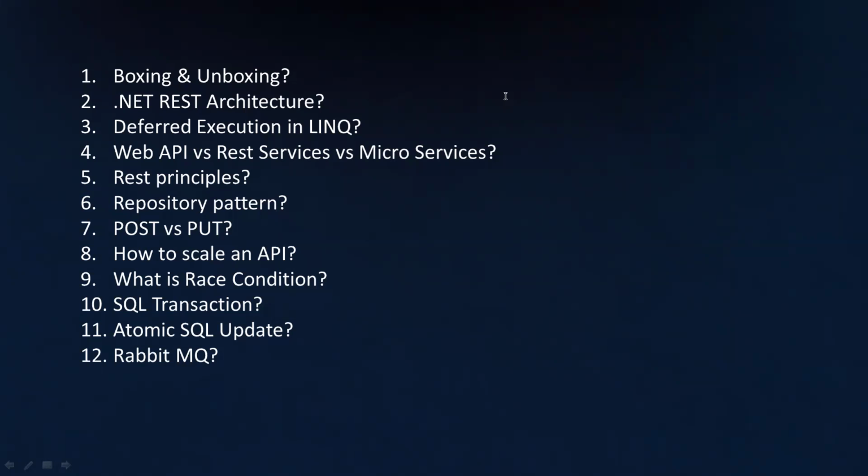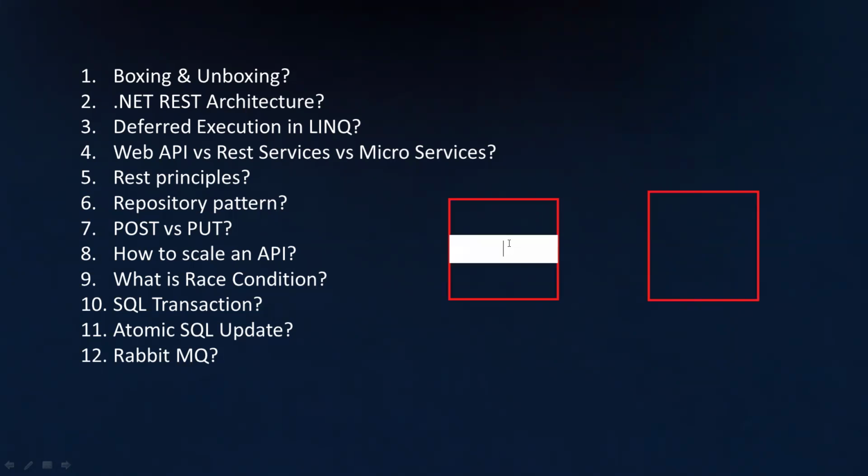Stack memory means if you are storing any value, it has a certain data type, for example int and so on. Those will be stored in the stack. The items which will be stored in the heap memory are called reference types. So this is my stack memory, and this is my heap memory.